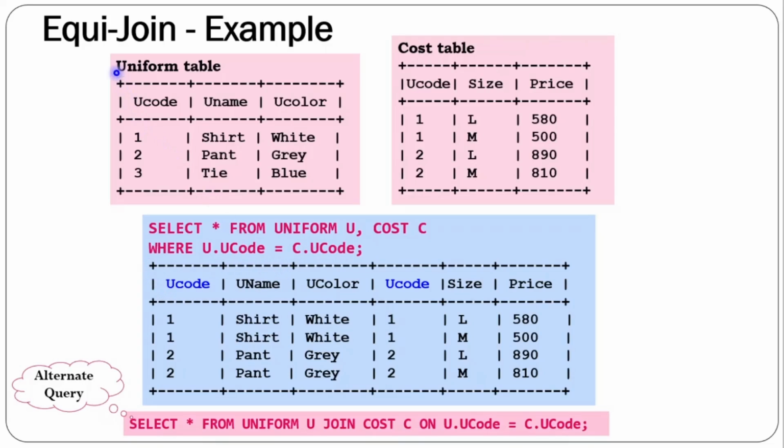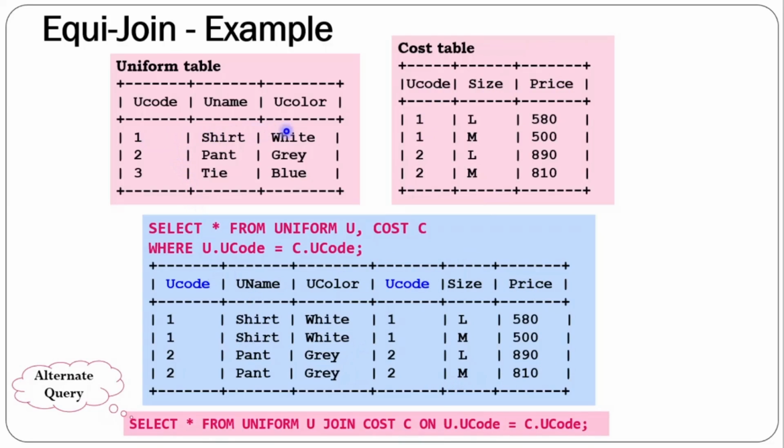First, all the details from the uniform table. Three columns were there: ucode, uname and ucolor. The three columns are displayed, followed by the columns from the second table, cost. Three columns are there: ucode, size and price. Ucode, size and price is displayed. Let us look at how the rows are retrieved.